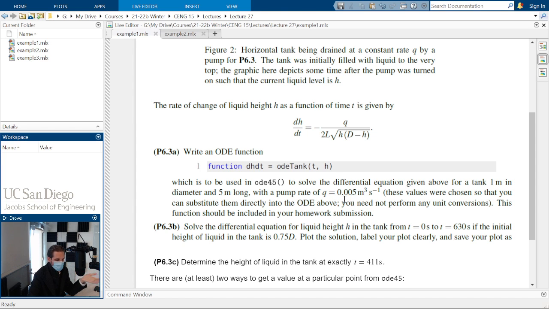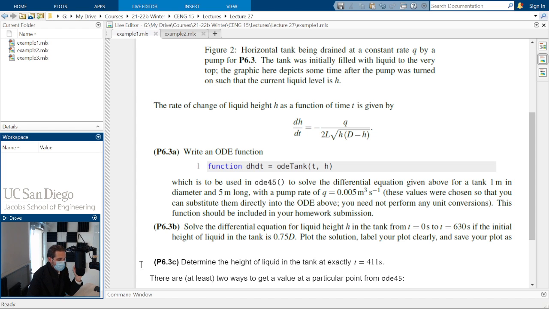A couple other things, we know what Q is, we know the diameter is 1 meter and the length is 5, so we know those parameters inside of there. We also need to know the range over which we want to evaluate this differential. And that's given in the first line of 6.3b. It says solve it from t is equal to 0 to t is equal to 630. So that'll be the range that we end up solving.